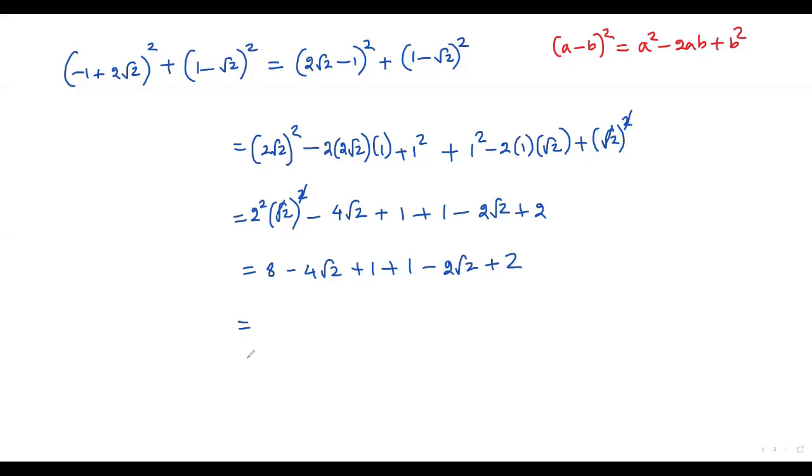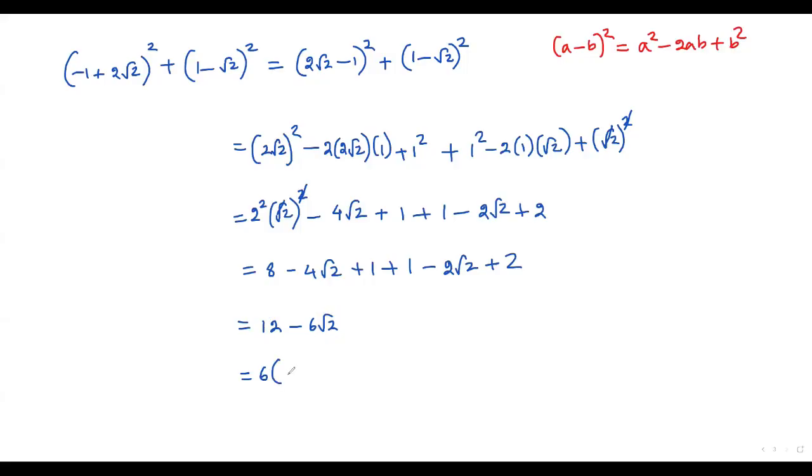Now we can combine the like terms. So here I can combine this 8, 1, positive 2. When I combine them, I am getting a positive 12. When I combine this negative 4 square root of 2, negative 2 square root of 2, I am getting negative 6 times square root of 2. Now, what is the greatest common divisor of this 12 and 6 times square root of 2? That is 6. So we can factor 6 out from this expression.